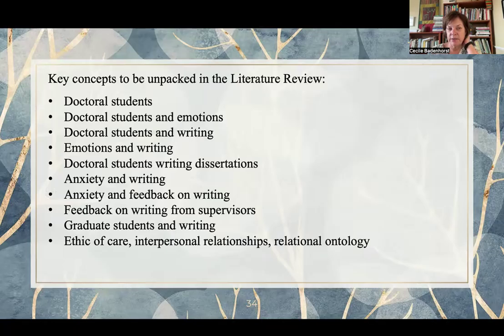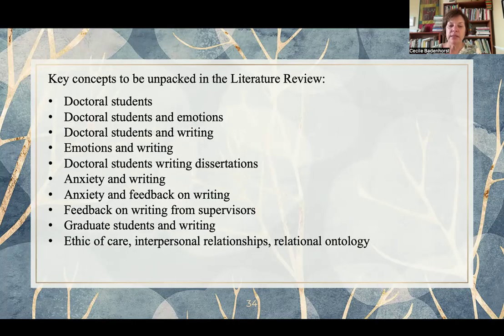So once you've identified them, you can list them and then again have a look. Because sometimes you need to combine. If I just look at emotions, for example, that's going to be a massive literature. And really, what I'm looking at is doctoral students and emotions. The same thing with writing. I'm really looking at doctoral students and writing. So I've got their emotions and writing, but really what I'm looking at is doctoral students, emotions, and writing. So this is what you're doing. You're going through each one, you're looking at it, you're saying, is that specific enough? Do I really need to unpack that or not?